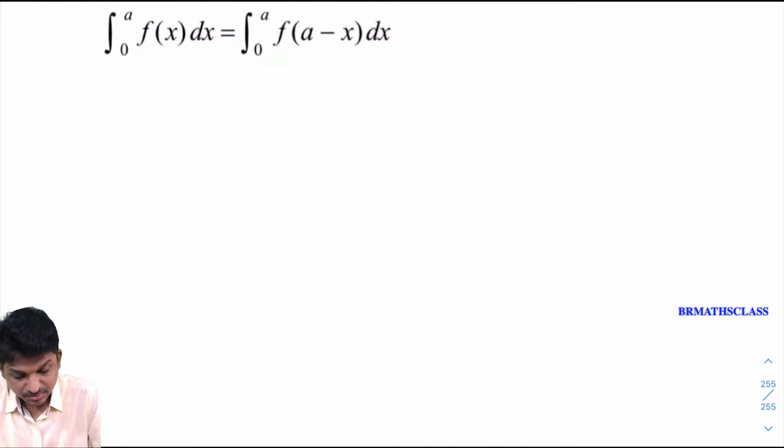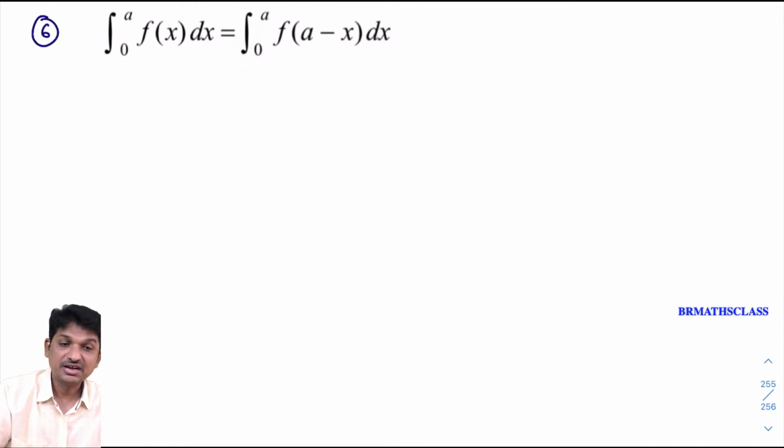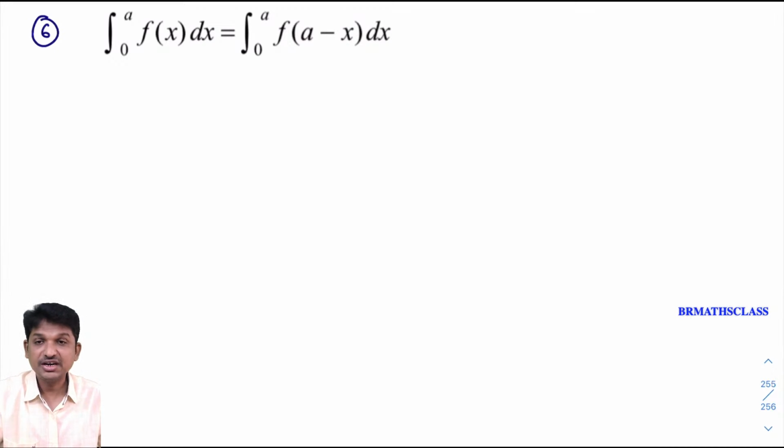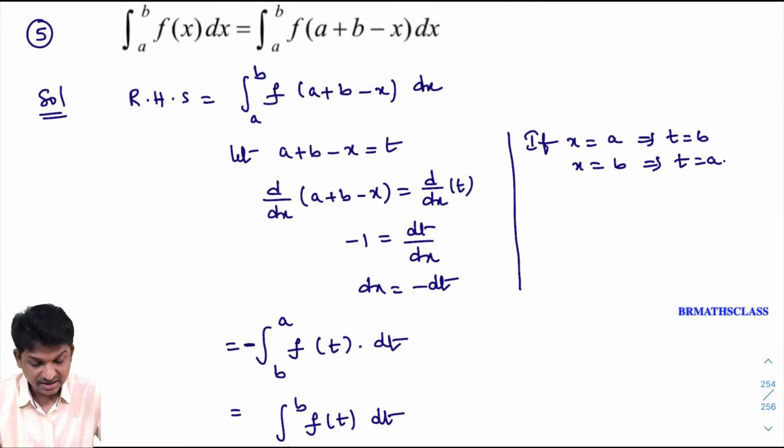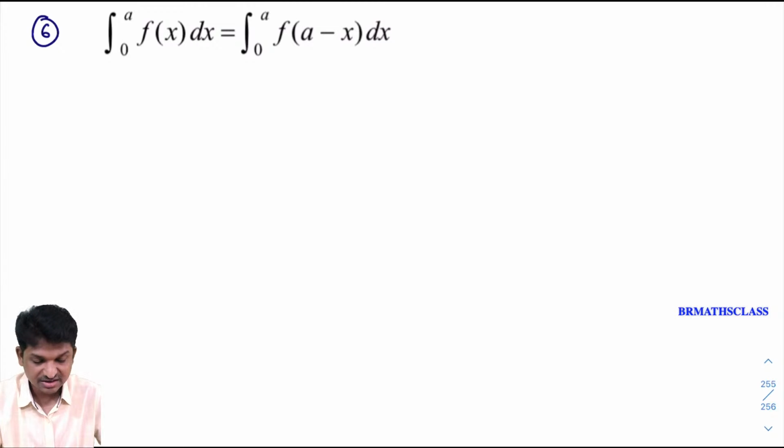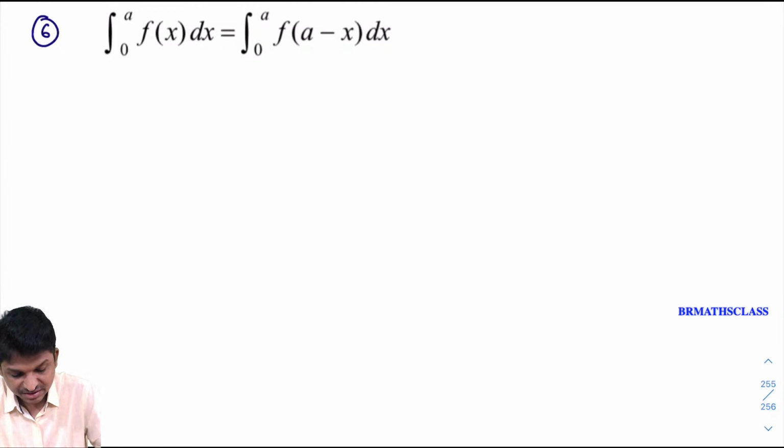Property number 6. This property derivation, yes sir, understand. Very good, Jagdish. This property derivation, last property derivation, same procedure. See what I did here. I took the RHS and proceeded further in the 5th property. In the 6th property also we will follow the same procedure. I am going to do this by the substitution method only.